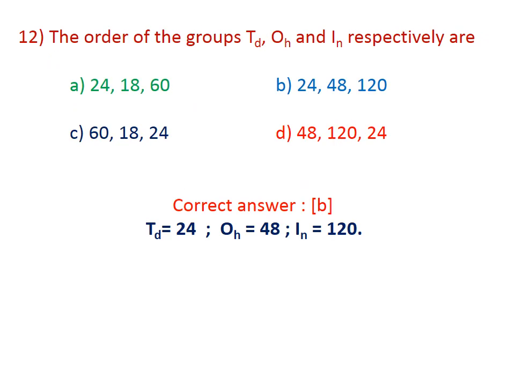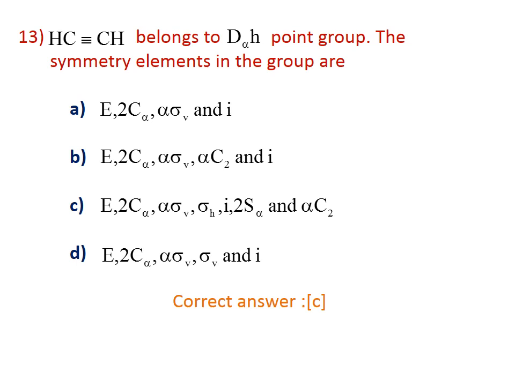Question 12. The orders of the groups Td, Oh and Ih respectively are. The correct answer is B. For the tetrahedral point group, the order is 24. For the octahedral point group Oh, the order is 48. And for Ih, the order is 120. The correct answer for this question is B, 24, 48 and 120.